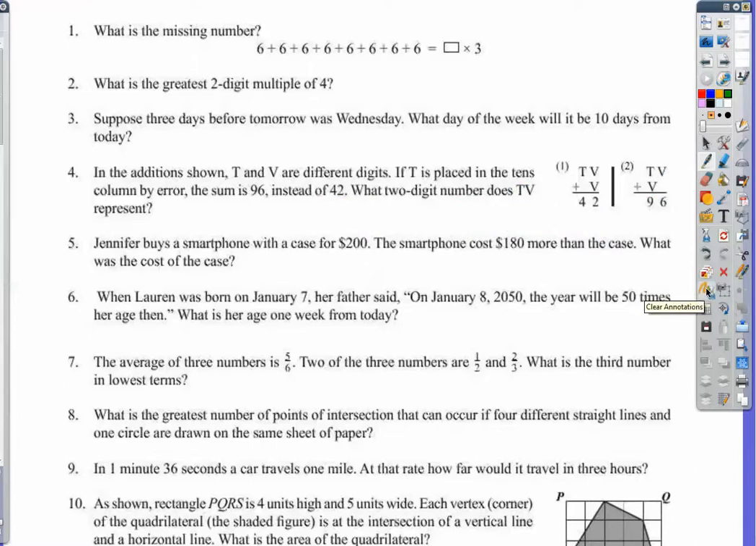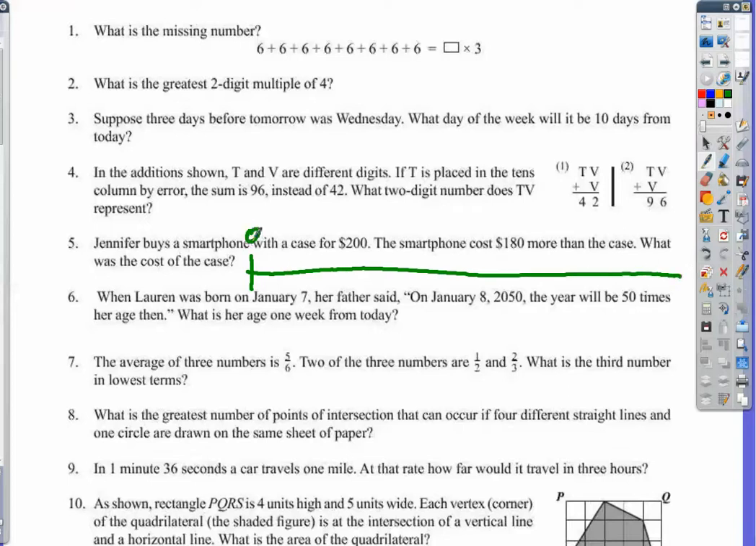Number 5. Jennifer buys a smartphone with a case for $200. So that means she buys both a smartphone and a case for $200. The smartphone costs $180 more than the case. What was the cost of the case? Now, it is really easy to just say, oh, well, 200 minus 180 is 20, so the case must be $20. But I'll be the first one to tell you that 20 is not 180 away from 180. 180 minus 20 is equal to 160. So that means that these two numbers, 20 and 180, don't work because they're not 180 away from each other. So let's make a quick number line.